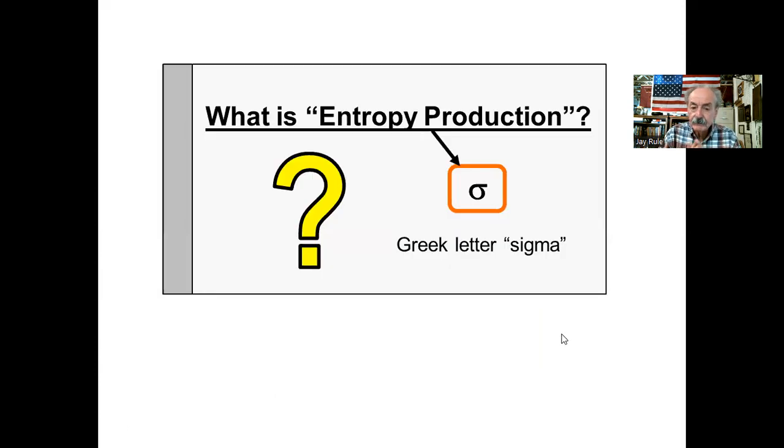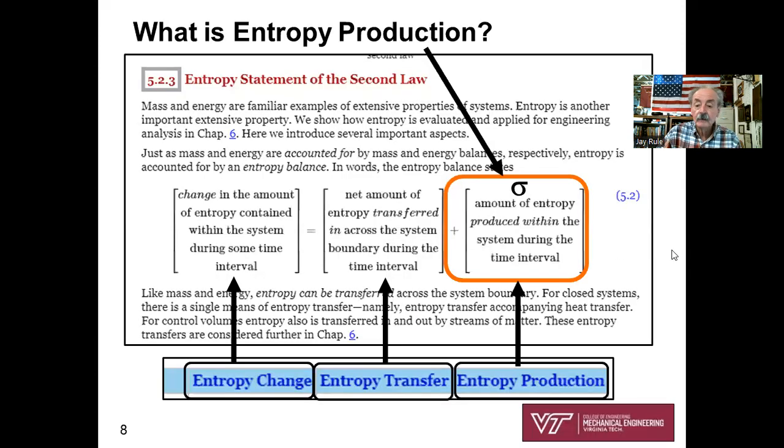And then we're going to move on now to what we call entropy production, something different. Now, this is not the number 6. This is Greek letter sigma. And so in thermodynamics class, we use sigma to represent the phrase entropy production, the production of entropy as a result of some process, 1 to 2 or 3 to 4. Screenshot out of your book, section 5.2.3, statements of entropy production, a definition of entropy production.